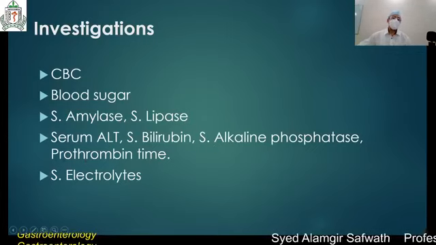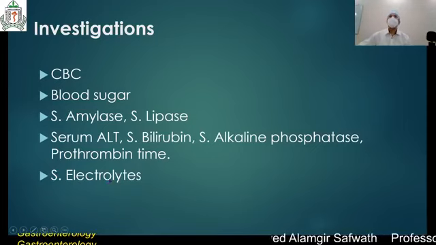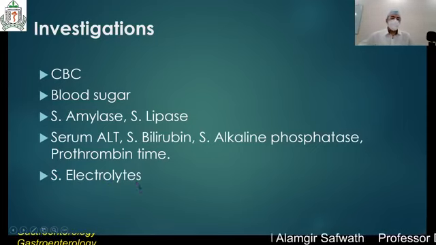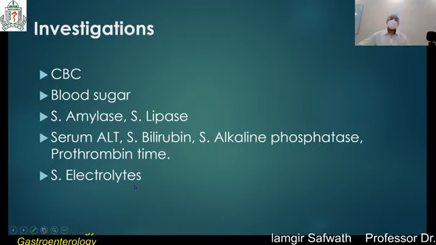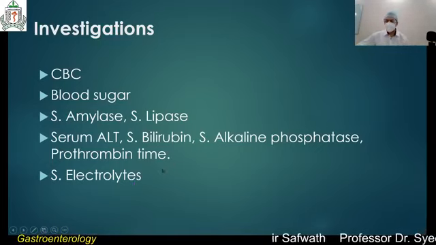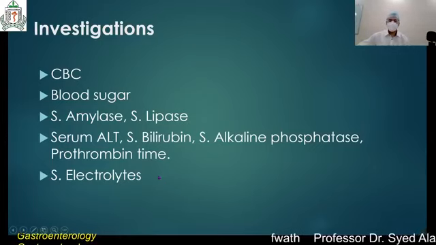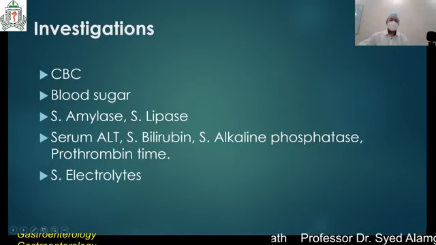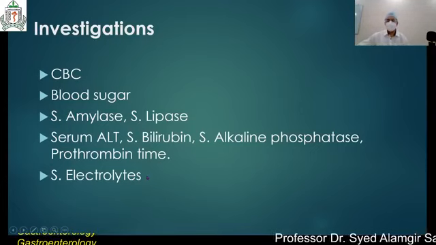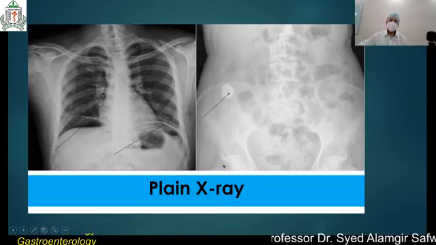And then you go for serum electrolytes, which will help you for the management, because patients with intestinal obstruction or gastric outlet obstruction or any other cases of severe abdominal pain used to vomit, and repeated vomiting can cause hyponatremia. So you have to exclude the electrolyte imbalance. So you go for serum electrolytes.